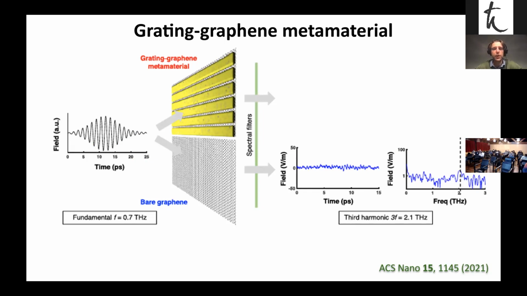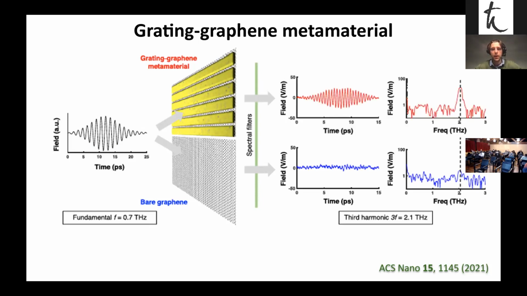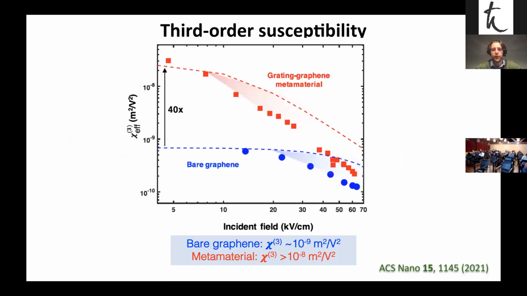So first I will show you that it works. I compare here a region of the sample where we just have graphene. Here we come with a relatively low intensity, on the order of 20 kilovolt per centimeter incident field. So after the sample without the grating, if you look very carefully, you might see a bit of an oscillation. If you look at the Fourier spectrum, you see a small amount of third harmonic. Now, if you use the same incident field strength, but we look on the grating region, you very clearly see the third harmonic and a very clear peak at the third harmonic frequency.